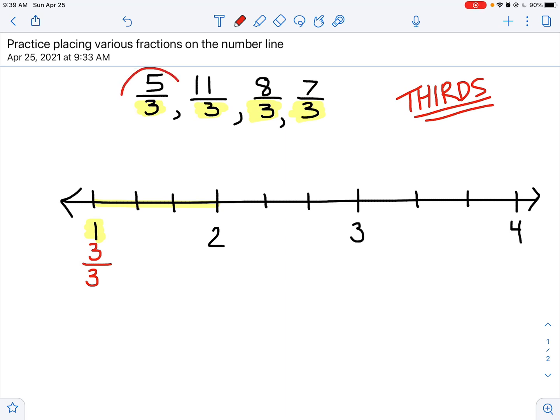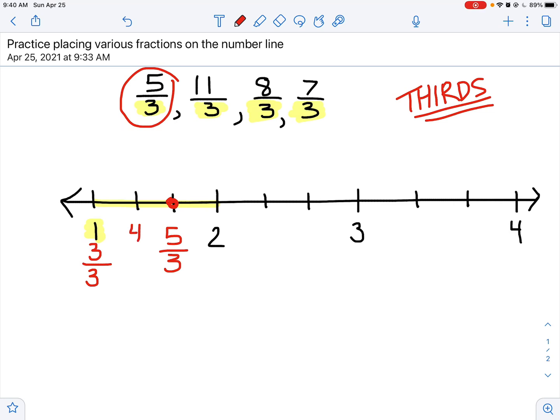I strongly suggest you just go ahead and label all the points, but you don't necessarily have to. If I know I'm looking for 5/3, now that I've got 3/3 labeled, I can count on. So I can say, okay, here's 3/3, 4/3, 5/3. So I know this point here must be 5/3. And I don't have to draw those jumps. I just have to make sure I draw my point and label where it is. Okay? So I can continue to count on.